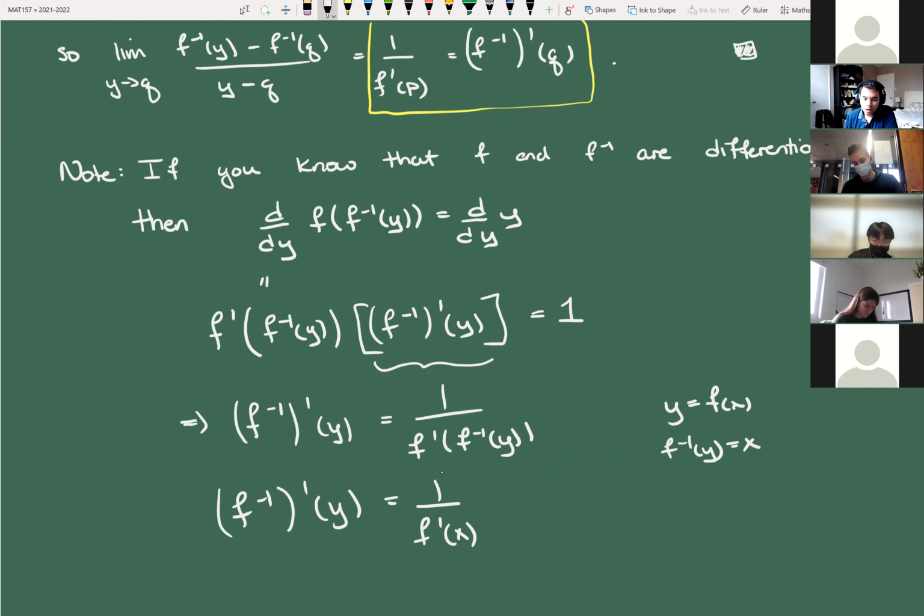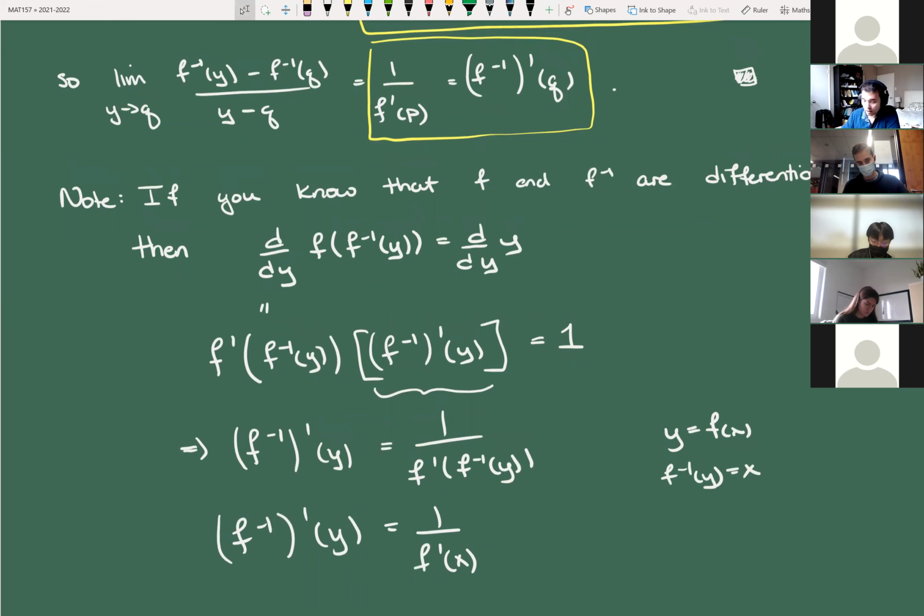So what you can see from here is that this formula, the formula in the yellow box at the top of the screen, is just a direct byproduct of the chain rule. I basically applied the chain rule to the defining equation of the inverse, that f composed with f inverse is the identity function. I differentiate that, apply the chain rule, solve for the thing I'm interested in, and I'm done.